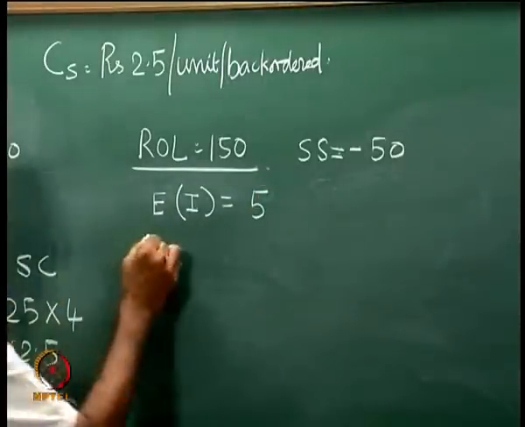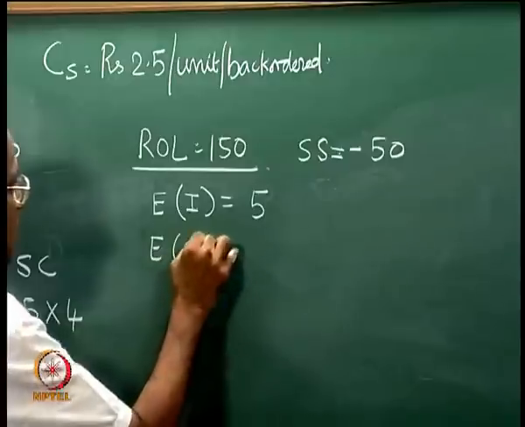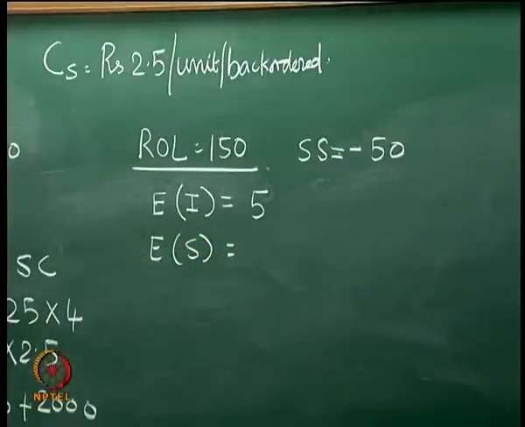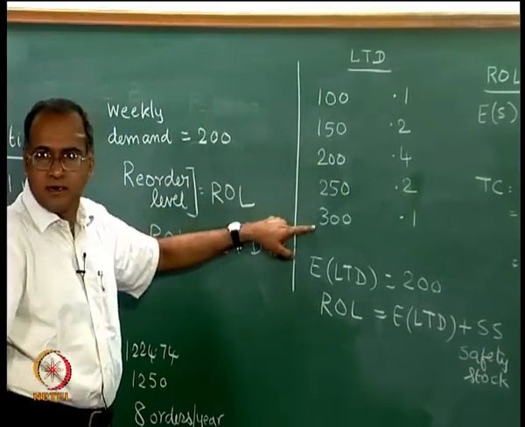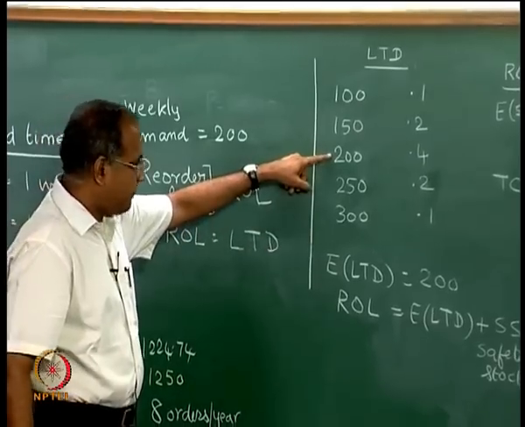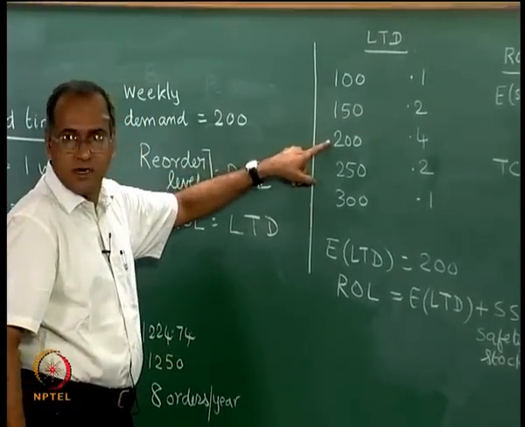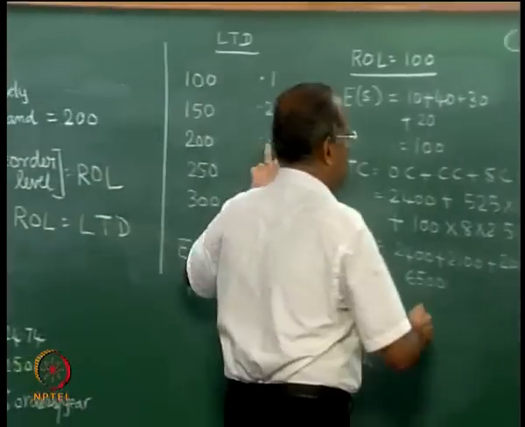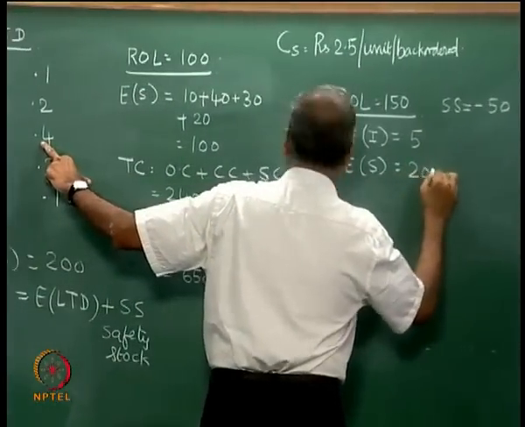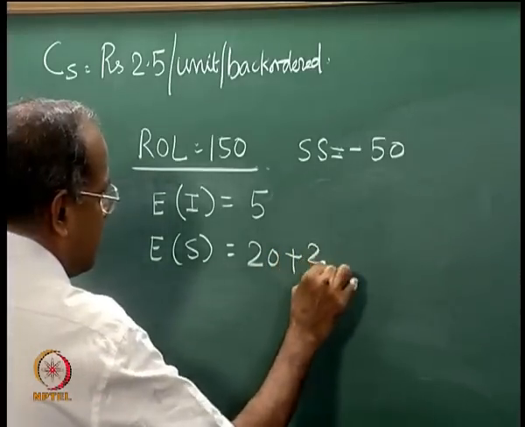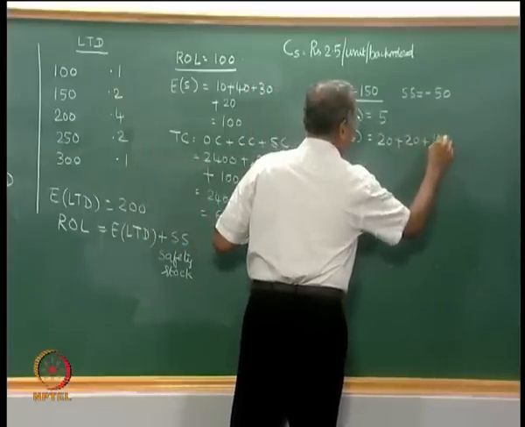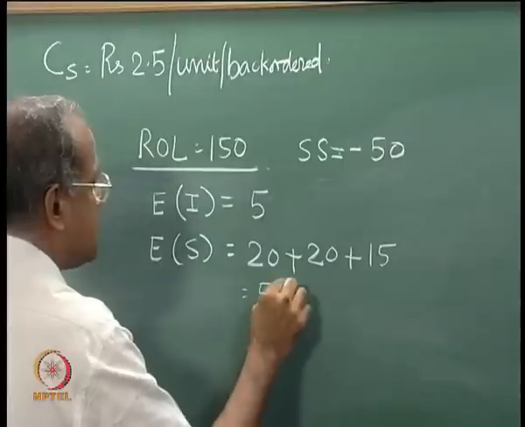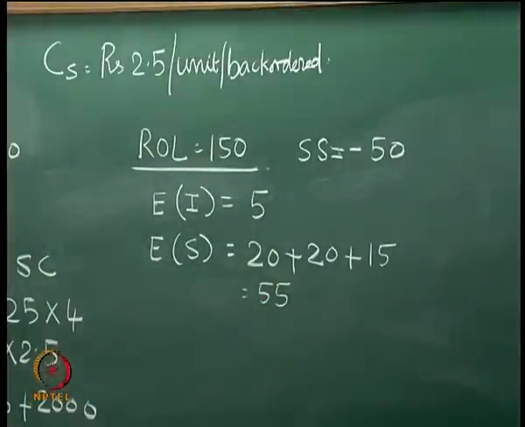Now expected shortage will be, ROL is 150, so there will be shortage if the demand is 200 or 250 or 300. So 50 will be the shortage if the demand is 200. So 50 into 0.4 which is 20 plus 100 into 0.2 which is another 20 plus 150 into 0.1 which is 15. So expected shortage is 55.